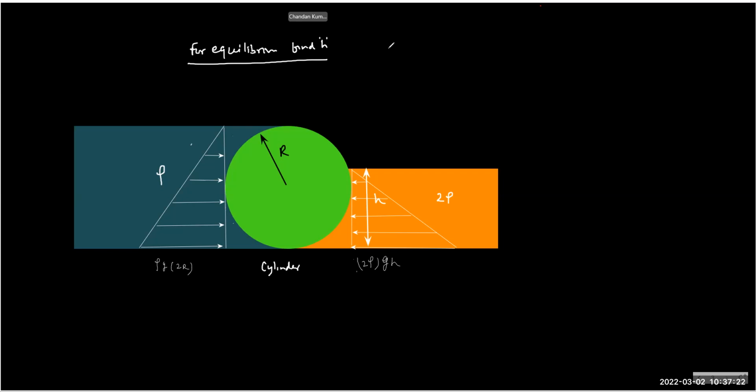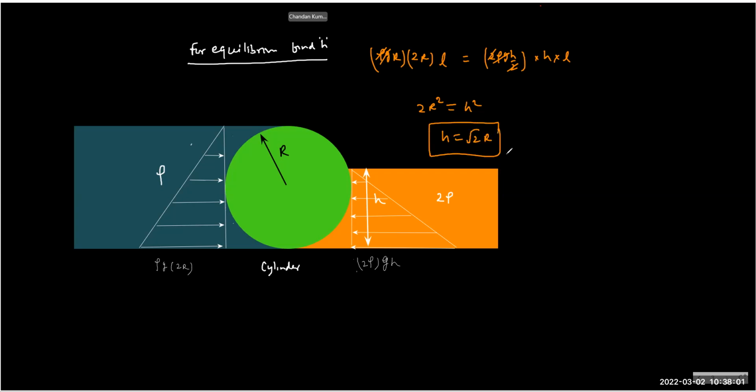So let me solve this quickly. On the left side, the pressure at the center of the flat surface will be rho g r, and the area will be 2r into whatever is the width, which you don't know. And on the right side, the pressure at the center will be 2 rho g h by 2, and the area will be h into L. That's it. Okay, this much. I hope this is clear.